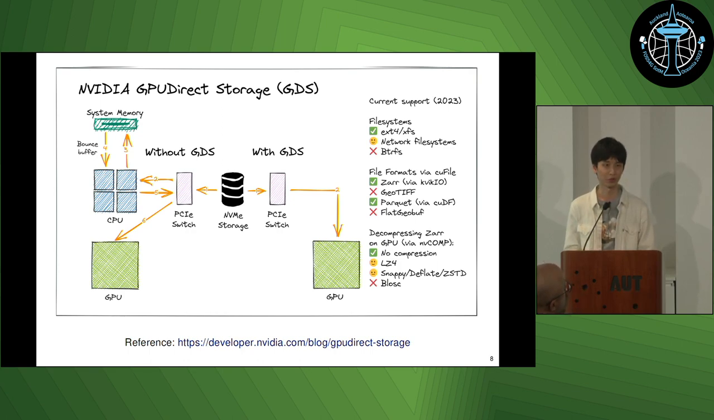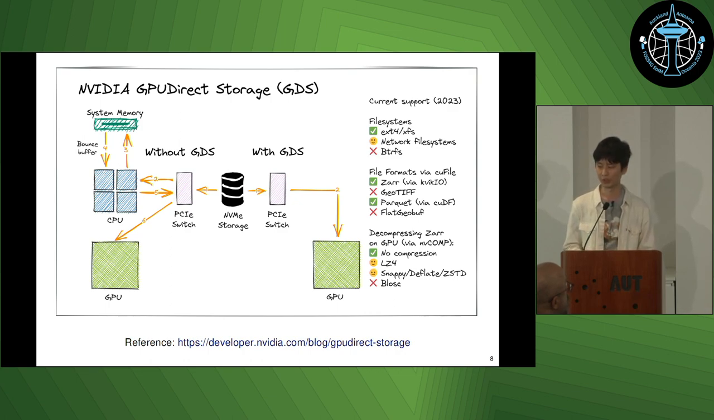So I'd like to introduce you to this technology called NVIDIA GPUDirect Storage. Imagine you have your file, a Zarr store on your disk, the black cylinder in the middle, the NVMe storage. Typically, when you're reading data from disk to a GPU, it would go through a PCIe switch, and then into your CPU RAM, the green rectangle on the top left. Then it goes through a bounce buffer, and then it has to go back to the PCIe switch, and then it can go to the GPU. So there are quite a few steps here, and a lot of potential to introduce latency if any of the connections are slow.